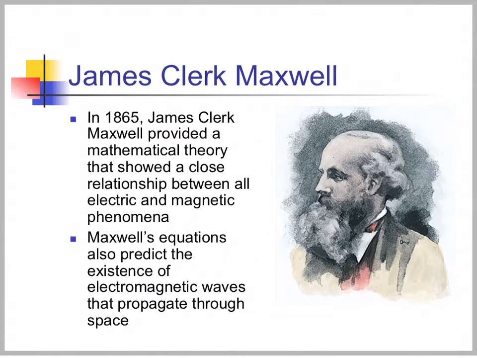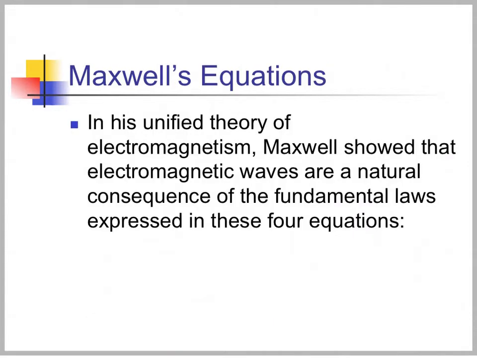So in 1865, James Clerk Maxwell provided a mathematical theory that showed a relationship between all electric and magnetic phenomena. And Maxwell's equations were also used to predict the existence of electromagnetic waves that propagate through space. In his unified theory of electromagnetism, Maxwell showed that electromagnetic waves are a natural consequence of the fundamental laws expressed in these four equations.